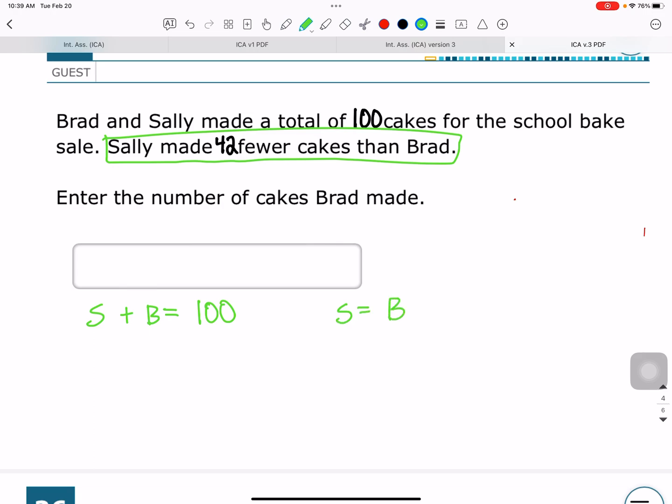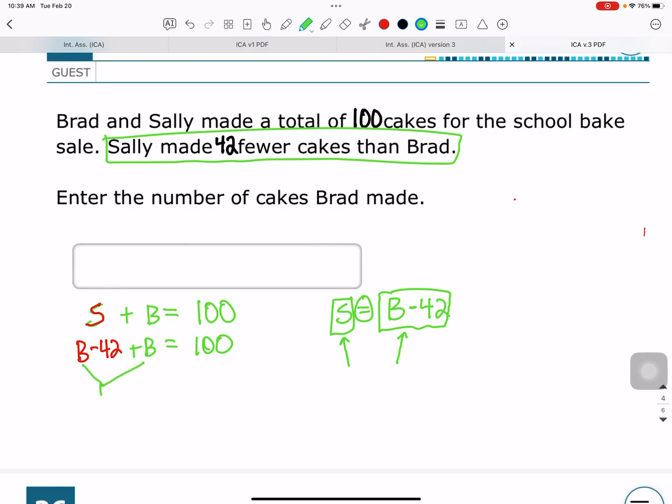Sally equals 42 less than Brad. So if you took 42 away from Brad, that would be equal to Sally. So Sally is equal to 42 less than Brad: Brad minus 42. So this equation tells me anywhere I see a Sally, I can plug in Brad minus 42. So over here I see a Sally, so I can plug in Brad minus 42 plus Brad equals 100.